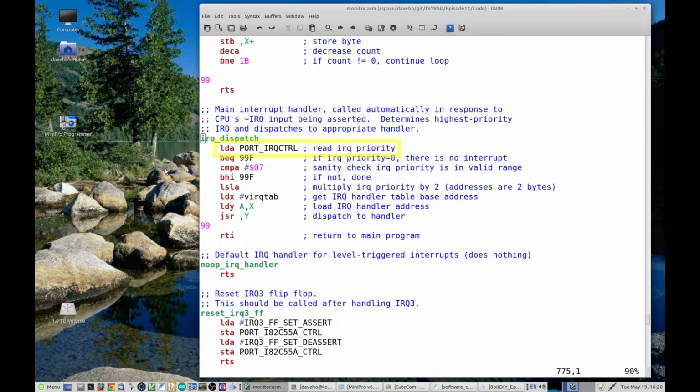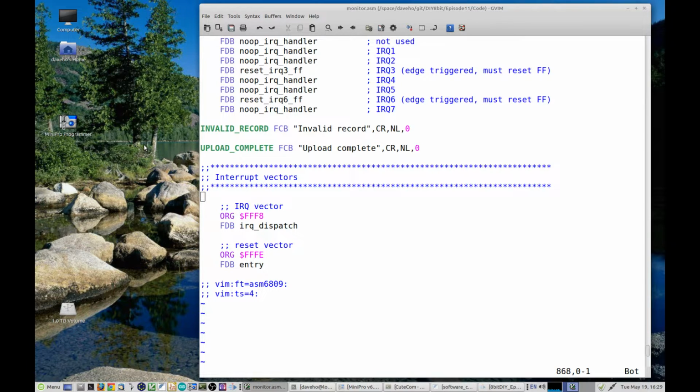is asserted. It reads the interrupt priority from the interrupt controller's priority encoder. If the priority is not 0, it loads the address of a subroutine from VIRQ tab and calls the subroutine. When the subroutine returns, it uses the RTI instruction to return control back to the main program. Note that we store the address of IRQ dispatch in memory at address FFF8, which is where the CPU looks for the address of the IRQ interrupt handler routine.